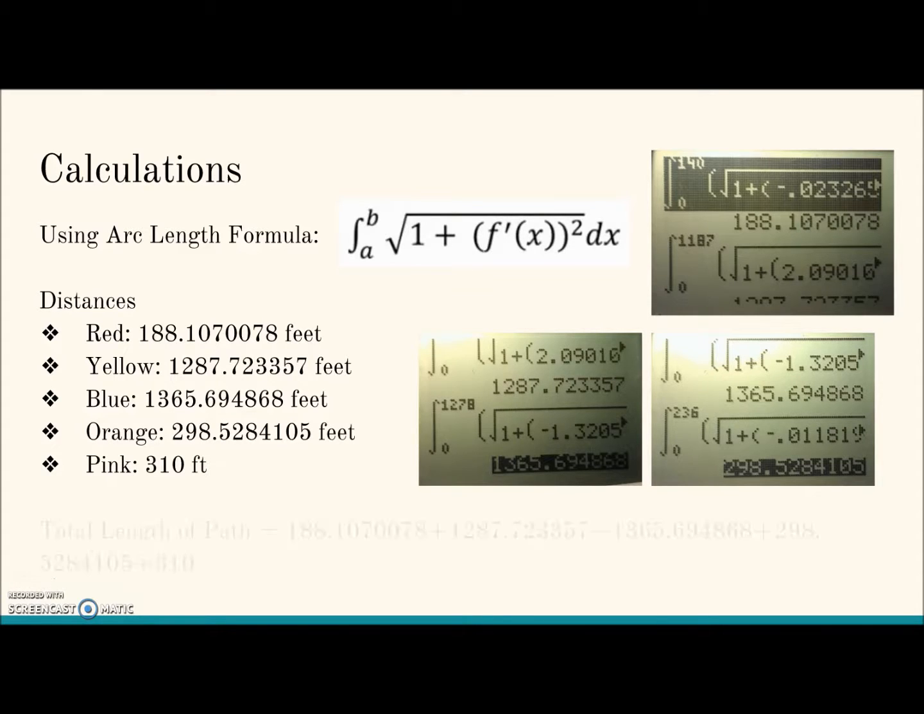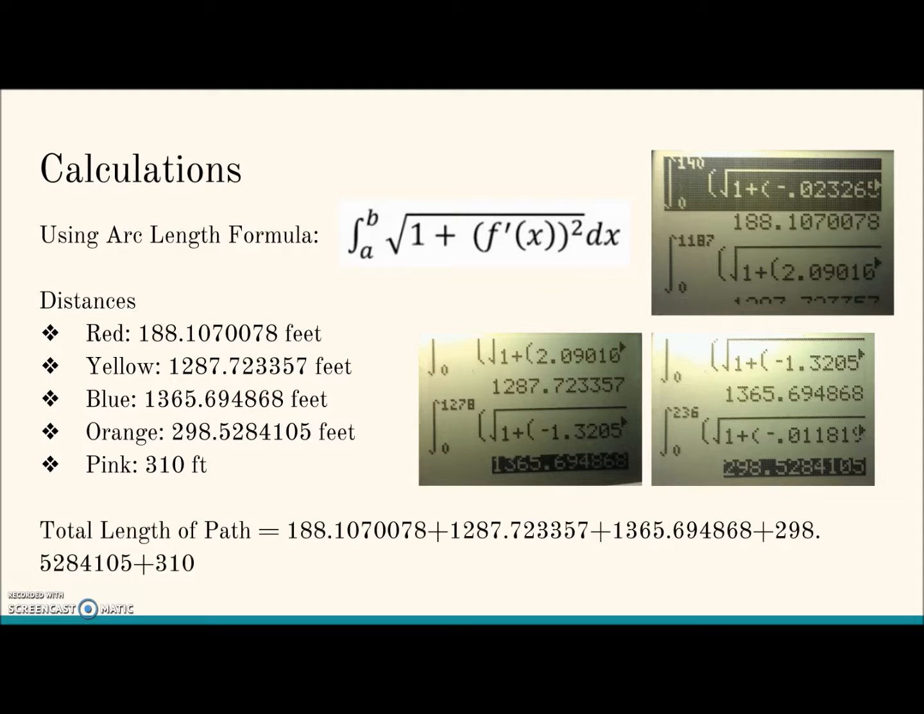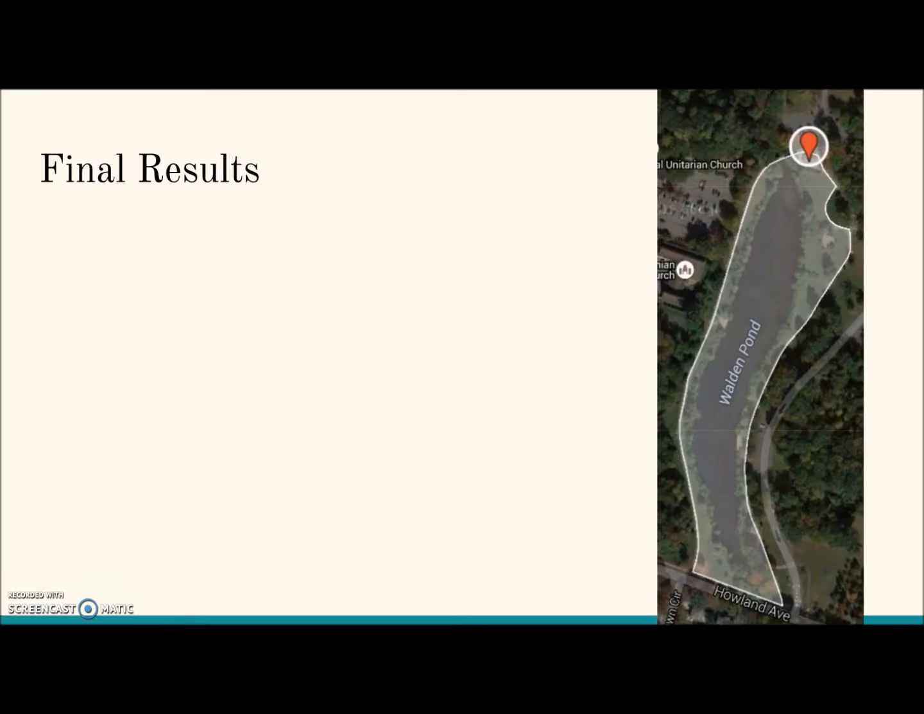After letting my graphing calculator find the lengths of all 4 curved sections of my path, I added them to the length of the straight portion of my path to get a result of about 3,450 feet for the entire length of the path around Walden Pond.